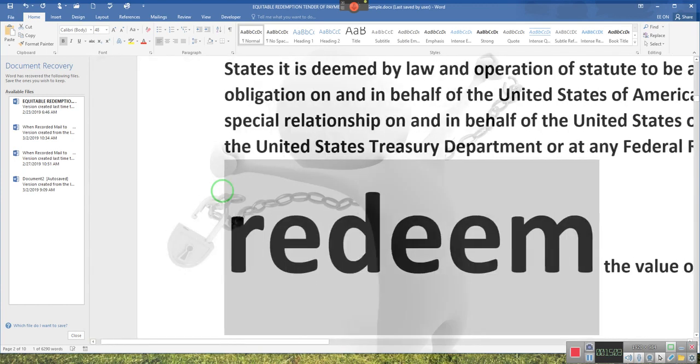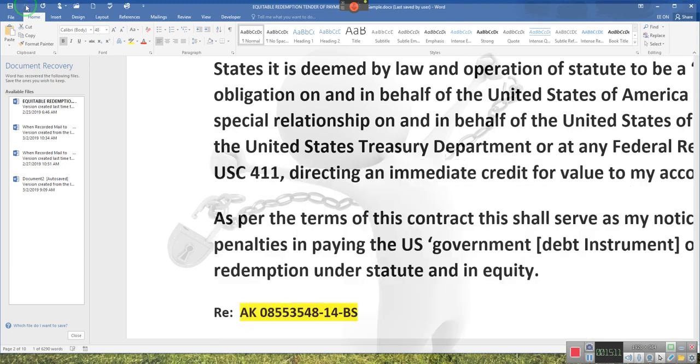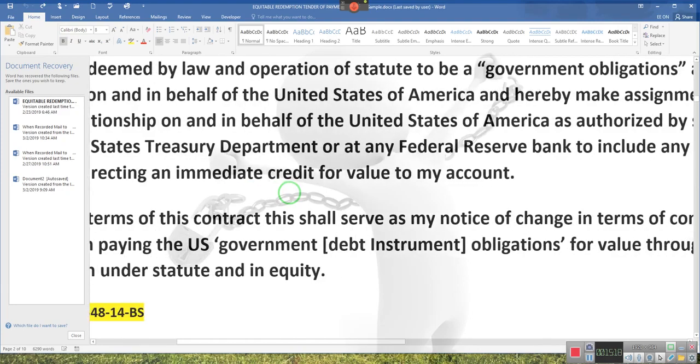Okay, so let me show y'all. That's what says redemption. Now, because you guys don't know that the Treasury was there to exercise your equitable right of redemption, let me prove it to you.